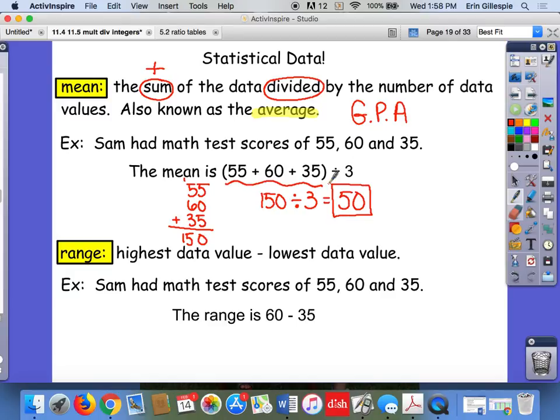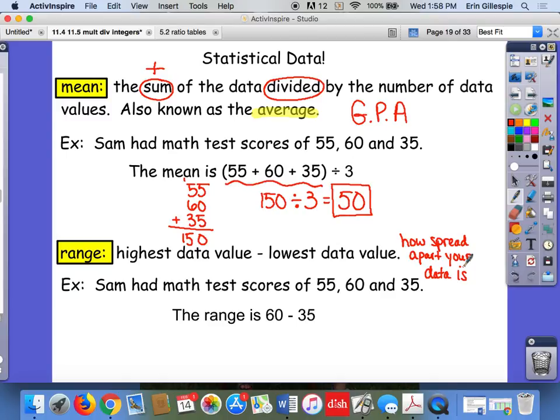Now range is the other thing we're going to talk about, another piece of statistical data. Range, by definition, is your highest data value minus your lowest data value. Well, that's how you find it. But really, what range is telling you is how spread apart your data is. Range can sometimes tell us how valid our mean might be.